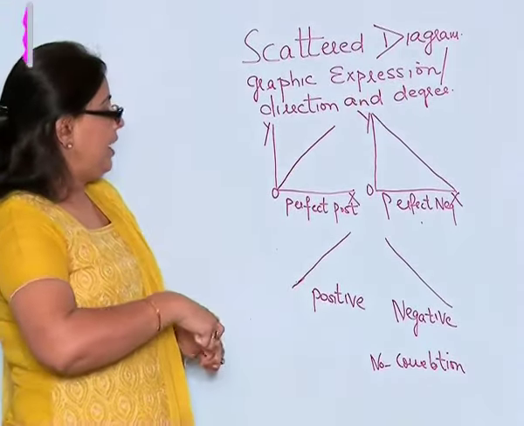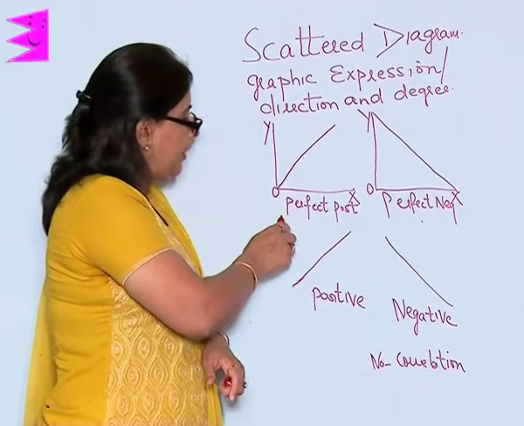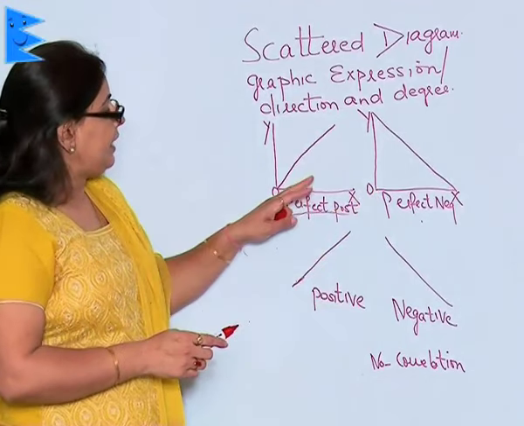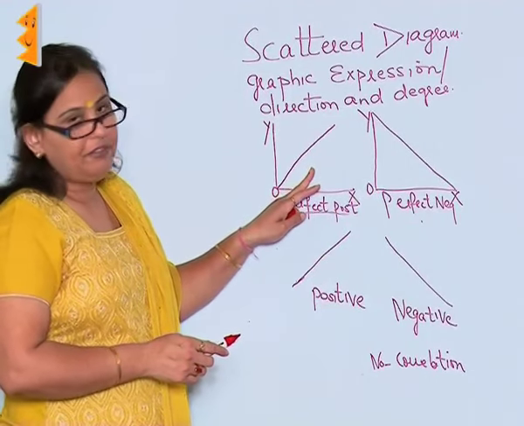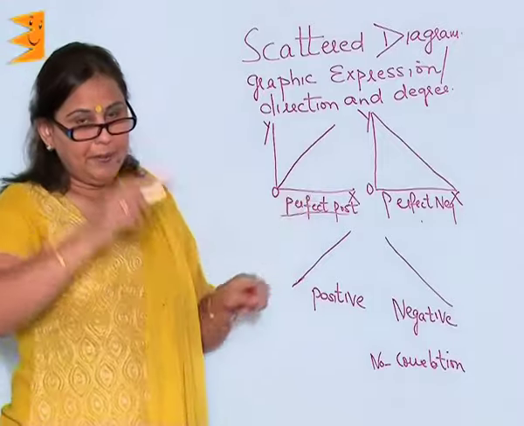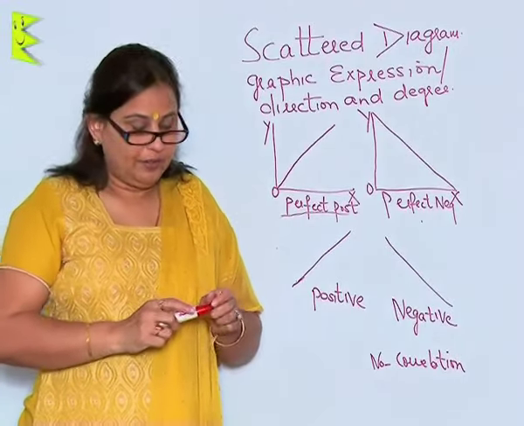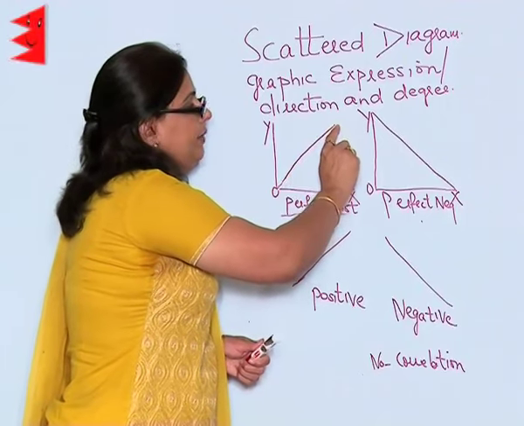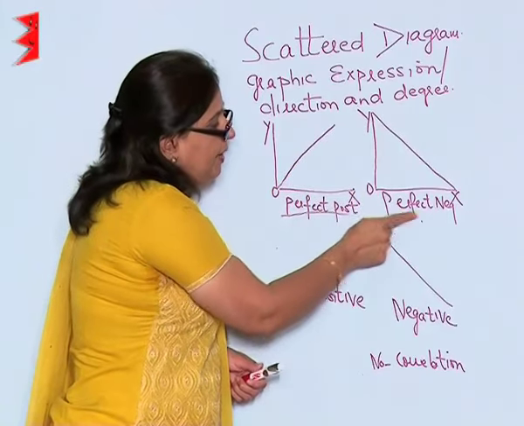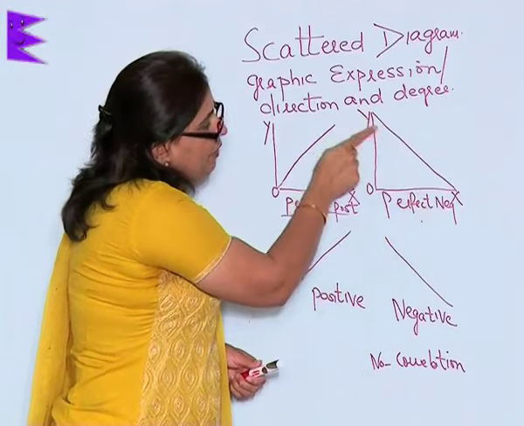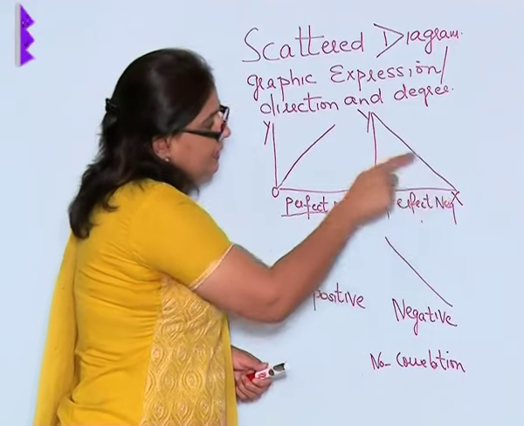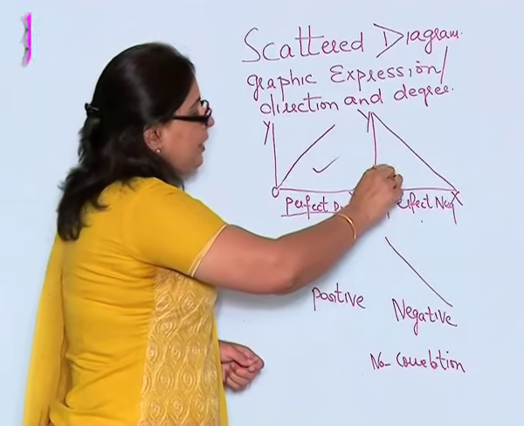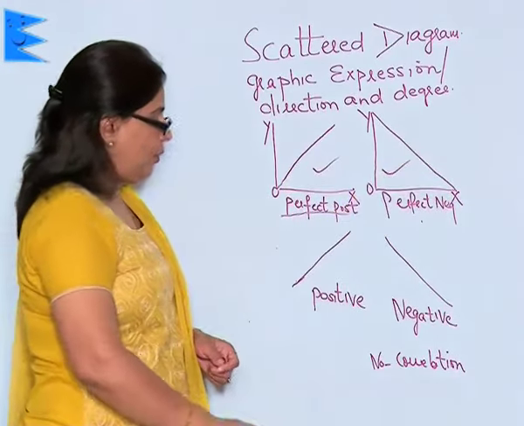For example, if I have to talk about the perfect positive, then this is the perfect positive correlation. In the perfect positive correlation, we see that it starts from here and ends here. But when we talk of the perfect negative, it starts from the y-axis and comes down to the x-axis. This is the perfect positive correlation. This is the perfect negative correlation.